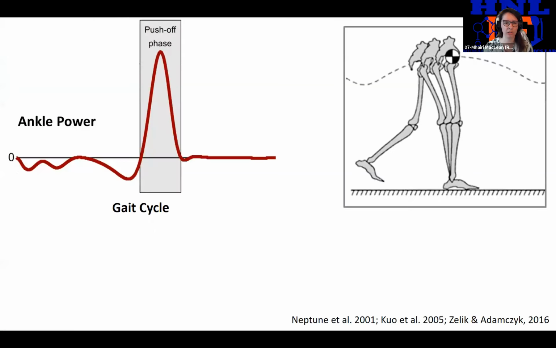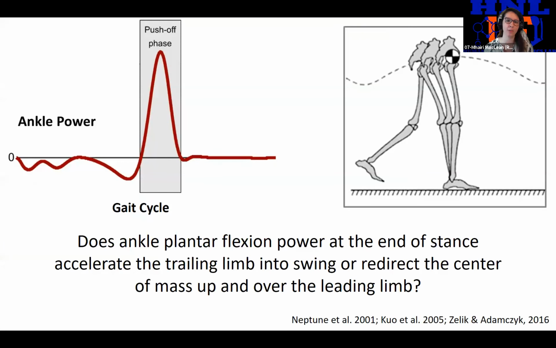For this talk, I'm just going to talk about one parameter, and that parameter is the plantar flexor push-off power just at the end of stance. So this is called the push-off power. And there's been a little bit of a debate in the biomechanics community about the purpose of this push-off power. So one school of thought is that this plantar flexion power is to accelerate the trailing limb from stance into swing phase. And the other school of thought is that it is used to redirect the center of mass up and over the leading limb.